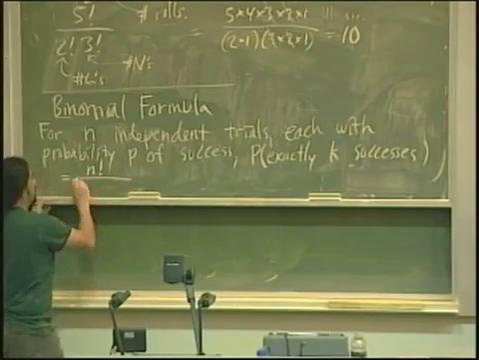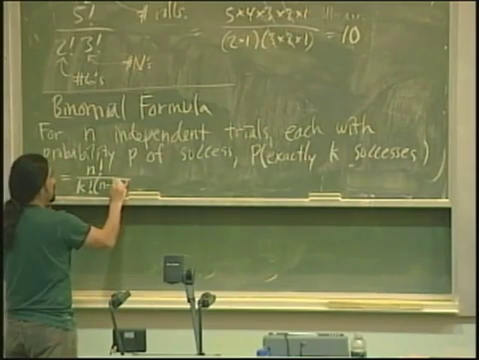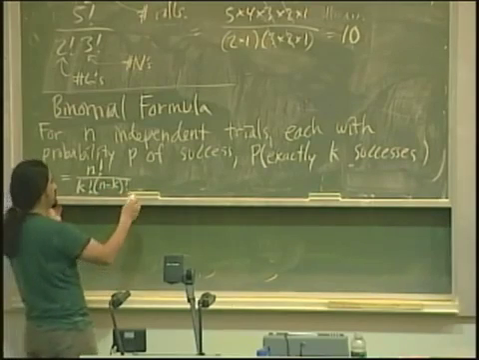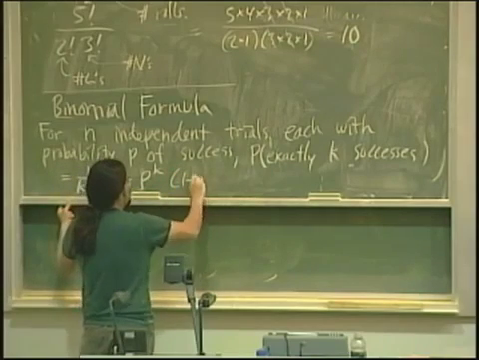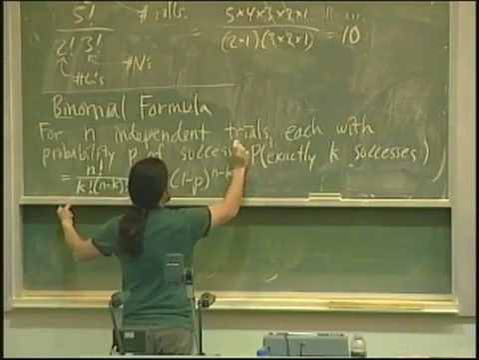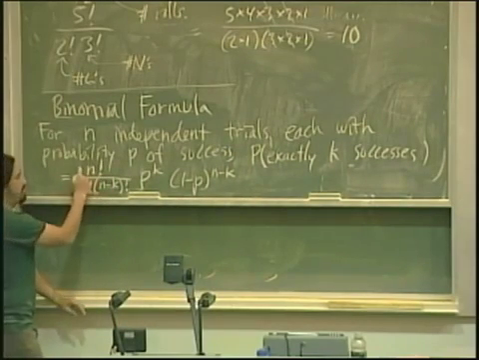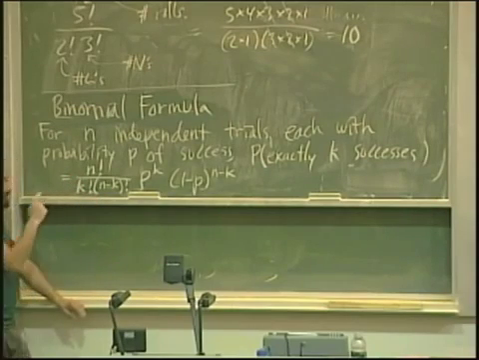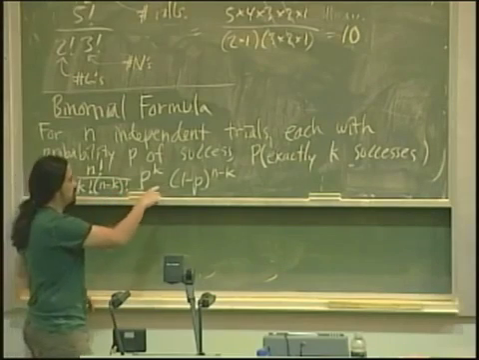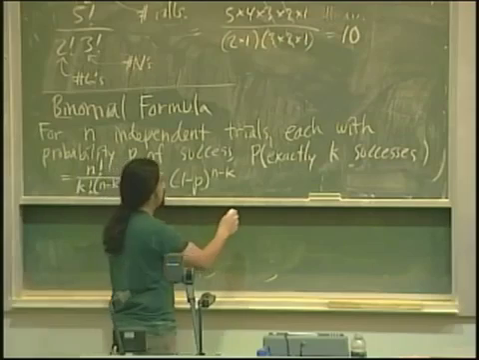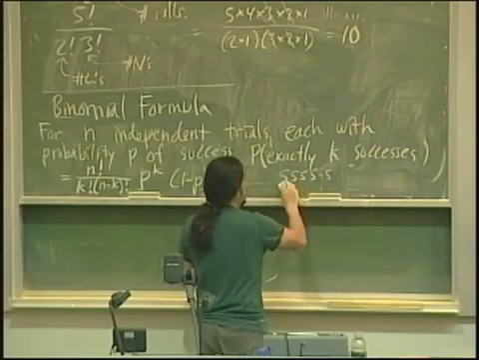n factorial over k factorial, n minus k factorial, p to the k times 1 minus p to the n minus k. It's kind of messy looking formula. So again, I'll talk through it. This thing out in front, the n factorial over k factorial, n minus k factorial, that's a way of counting the number of things that can happen, the number of different ways of mixing things up. This is the probability of one particular sequence. So it's like, this is like success, success, success, k times.